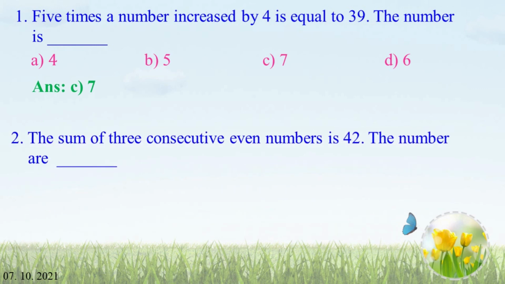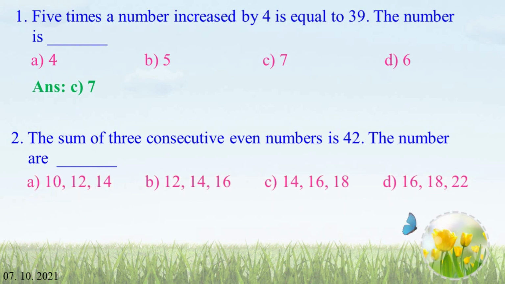Second question. The sum of three consecutive even numbers is 42. The numbers are: option A 10, 12, 14. Option B 12, 14, 16. Option C 14, 16, 18. Option D 16, 18, 22.